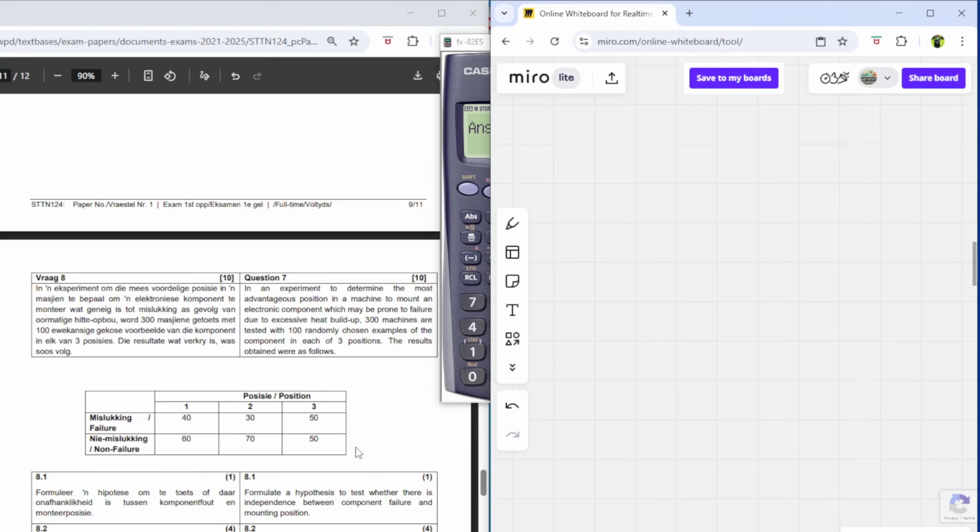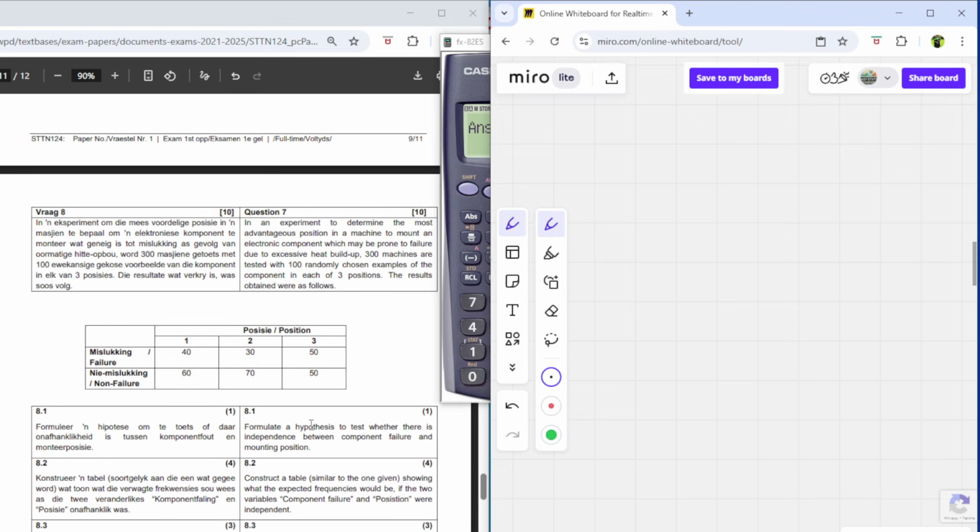Let's go to question 8. It says, in an experiment to determine the most advantageous position in a machine to mount an electronic component which may be prone to failure due to excessive heat buildup, 300 machines are tested with 100 randomly chosen examples of the component in each of the 3 positions. The results obtained were as follows.